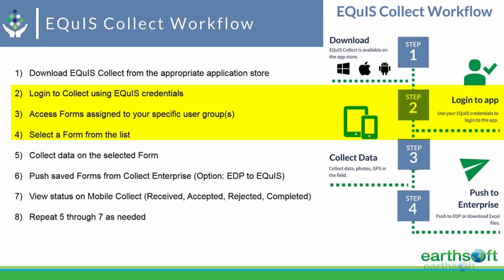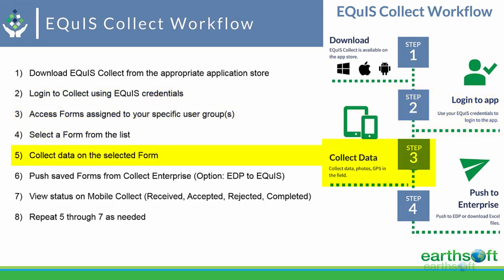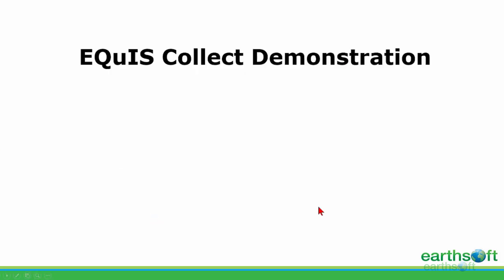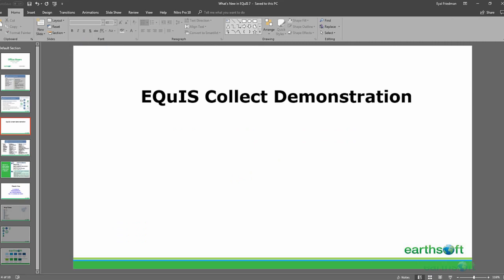If they've selected a form, it might have already been assigned to them and set from the server, which I'll discuss in a couple of minutes. They then enter their data and push the forms back. And on the opposing end, on Enterprise, you can also view the status of the form as it's pushed and also on the device. So if we go in quickly, I'm going to show you live what both ends look like.